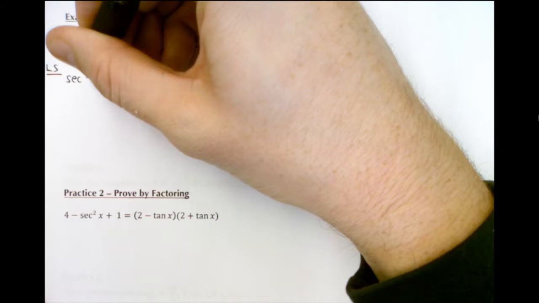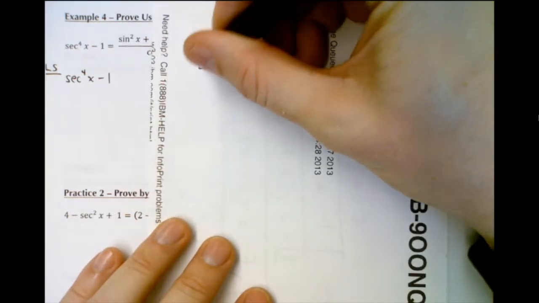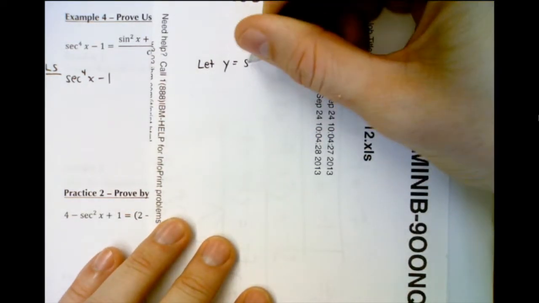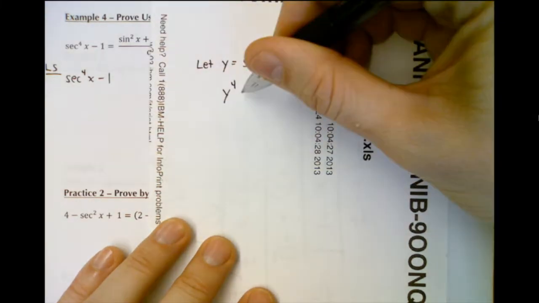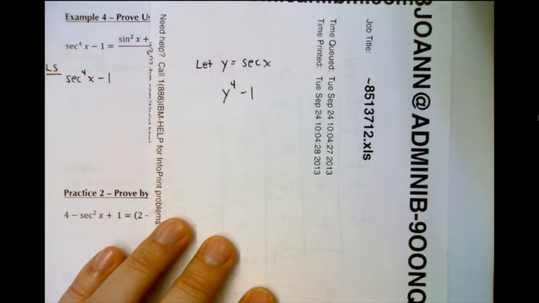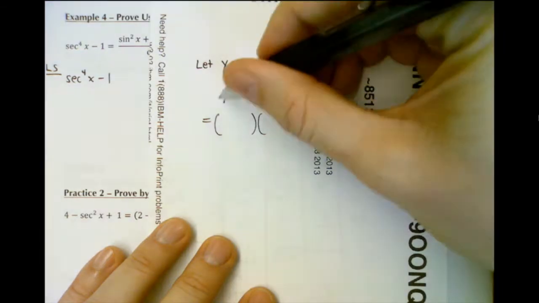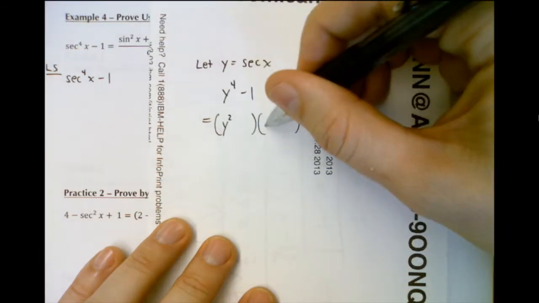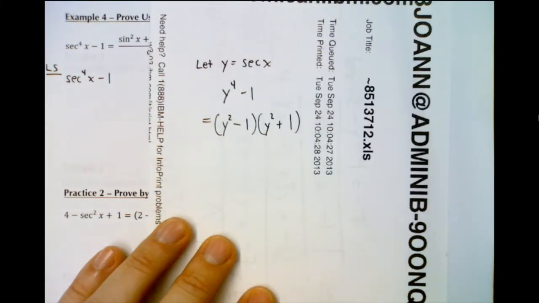Secant to the exponent 4x minus 1. If you were to consider secant 4x minus 1, and you were to say, hey, let's let y equal secant squared x. Well, then all we would have here is y to the exponent 4 minus 1. Y to the exponent 4 minus 1 is a difference of squares. To factor a difference of squares, you take the square root of the first term, so y squared, the square root of the last term, 1, and create two factors, one with a negative sign, one with a positive sign.